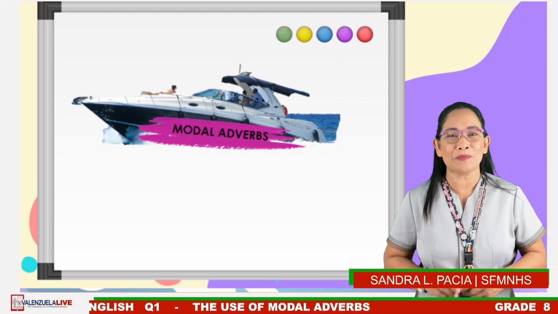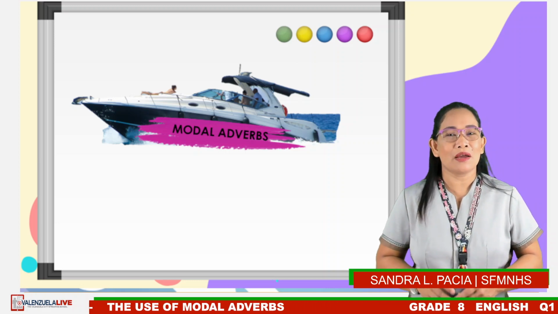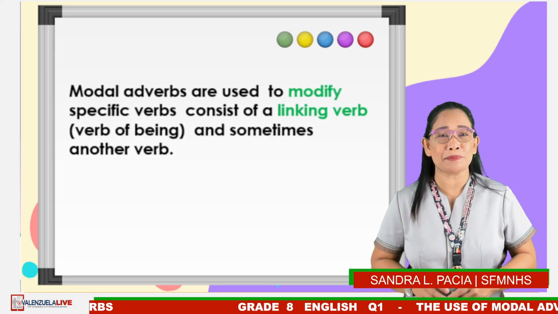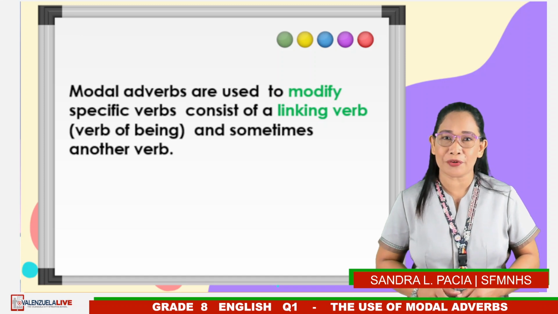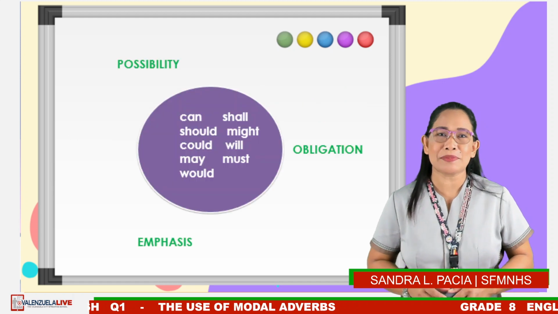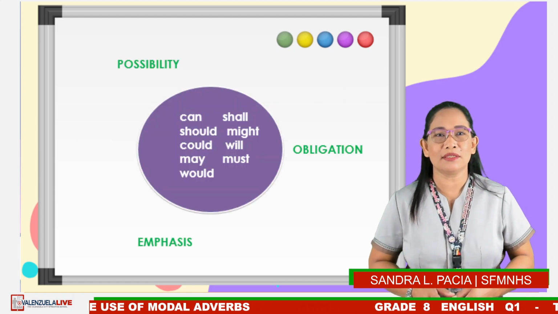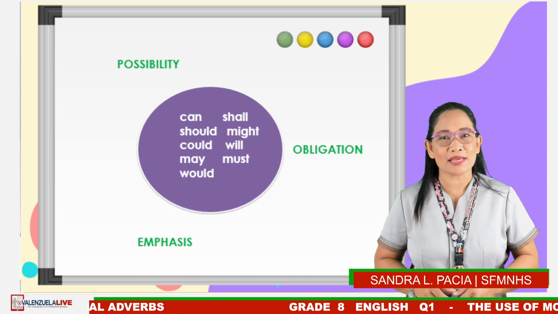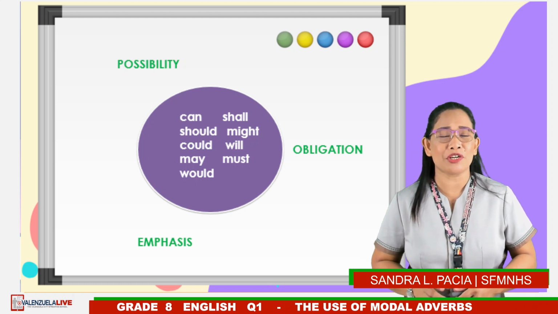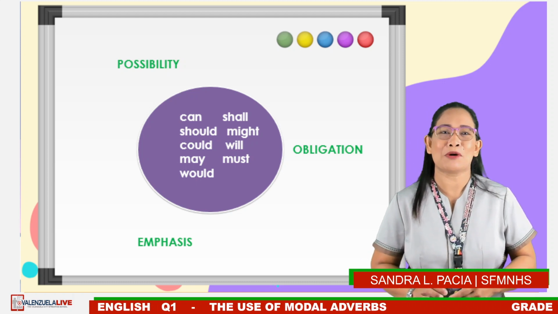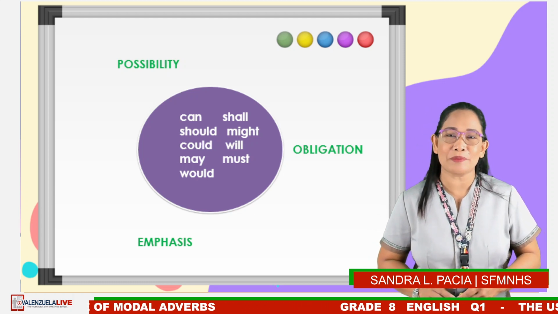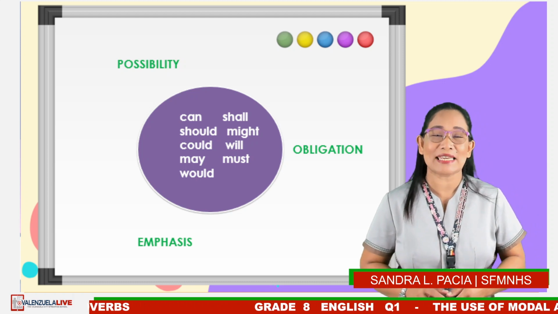Now, let us row our boat to the world of modal adverbs. What are modal adverbs? Modal adverbs are used to modify specific verbs, consisting of a linking verb or verb of being, and sometimes another verb. Examples of modal verbs include can, could, may, might, must, shall, should, will, and would. Adverbs that modify these verbs say something about possibility, obligation, and emphasis. Thus, modal adverbs describe or add meaning to modal verbs and adjectives.